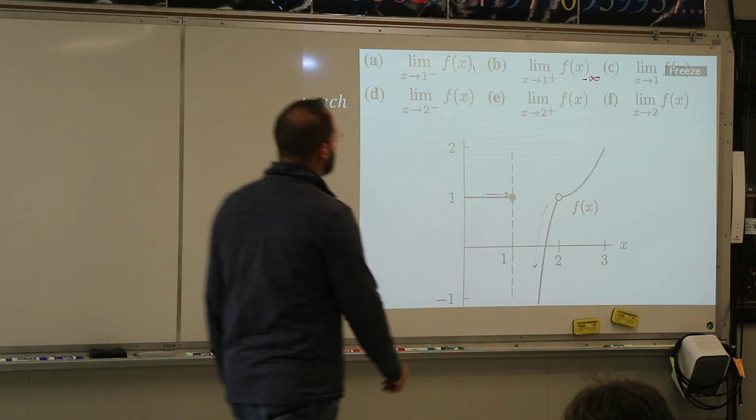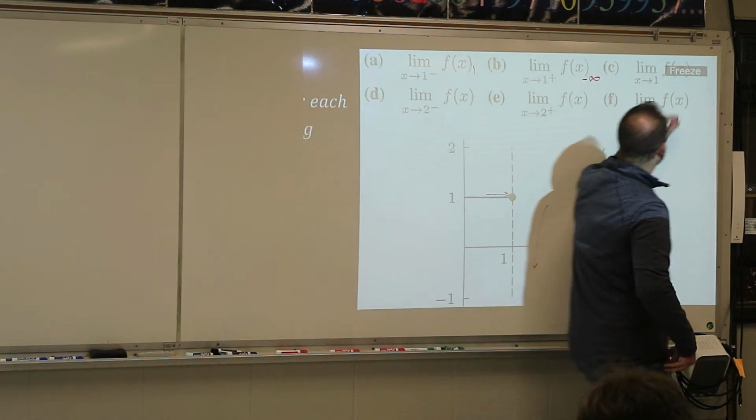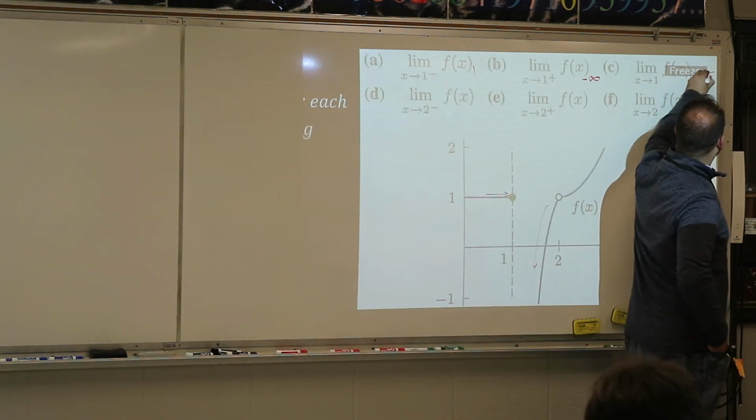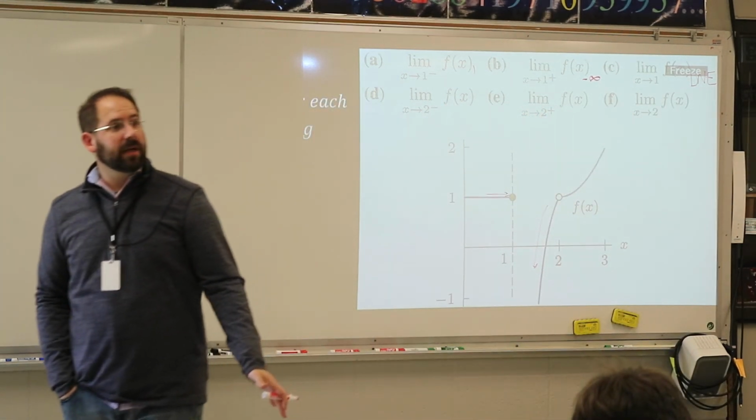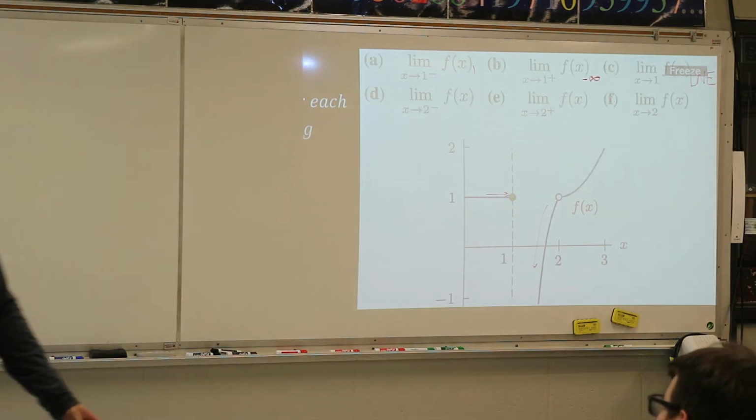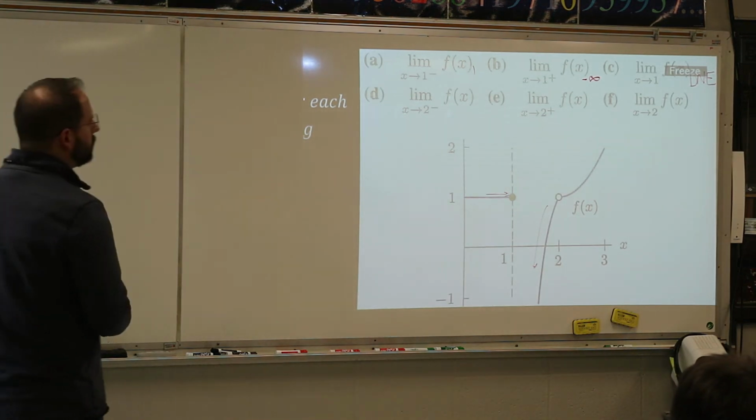Next one, as I approach 1 from the right and left, that doesn't exist, because they're going to 2 different numbers. I did that wrong. From the right it can go down. I was looking at the dot, not the actual number.